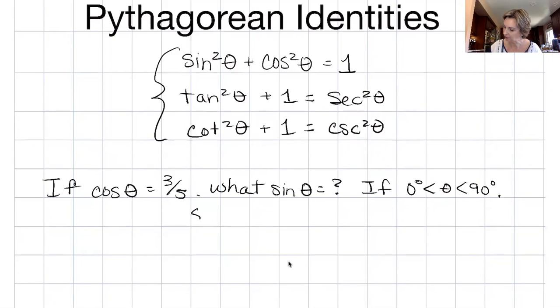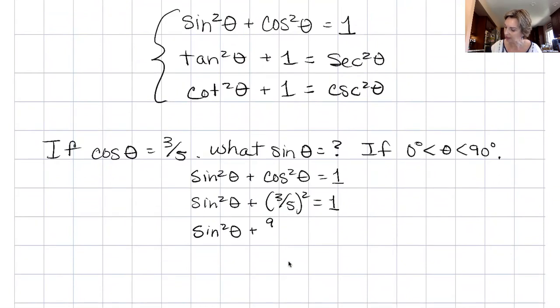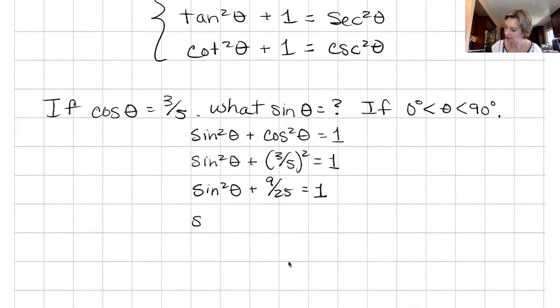Okay, so you would take your first Pythagorean identity. Let's just rewrite it for reference here. Use that first one because it relates the 2 things we're interested in, so it's the easiest one to use. And we're just going to plug in for cosine 3/5. We're solving for sine. Plug in 3/5 here, and then solve for sine. Okay, so cosine squared is going to end up being 9/25. Then you're going to subtract your 9/25 from the other side, so 1 minus 9/25.